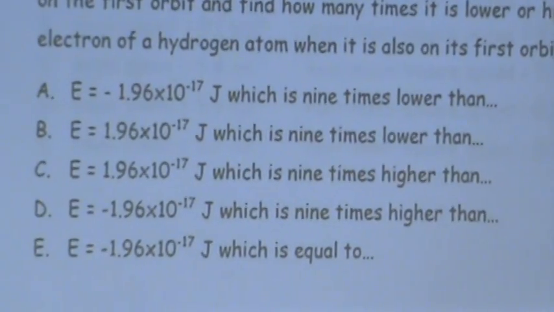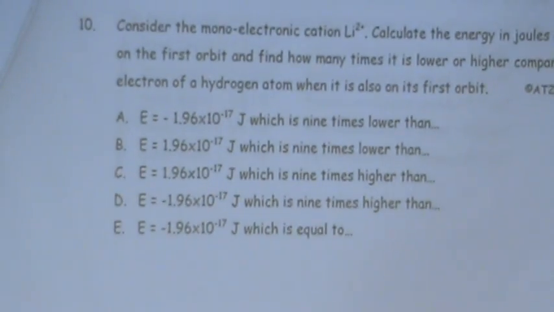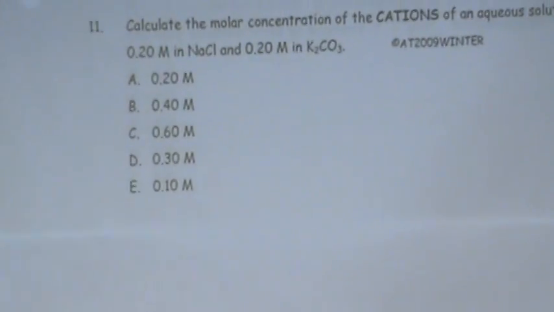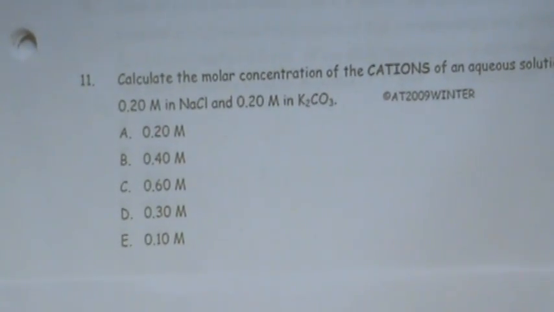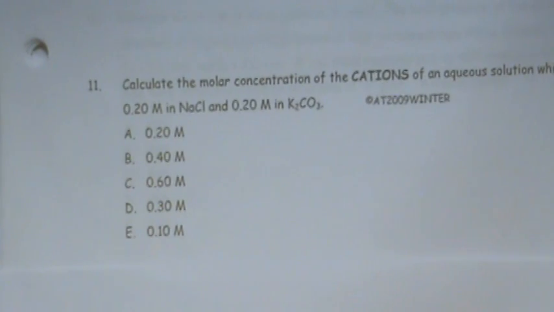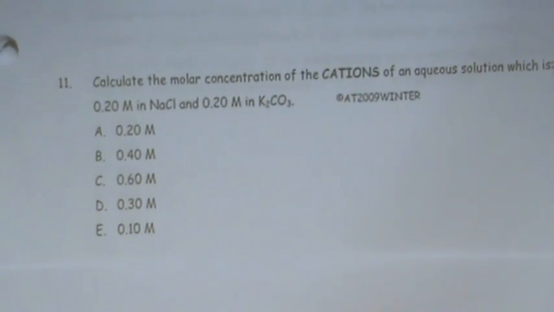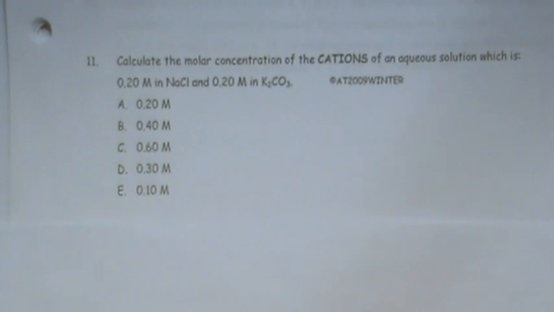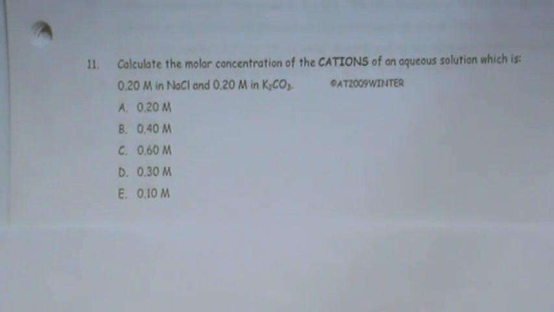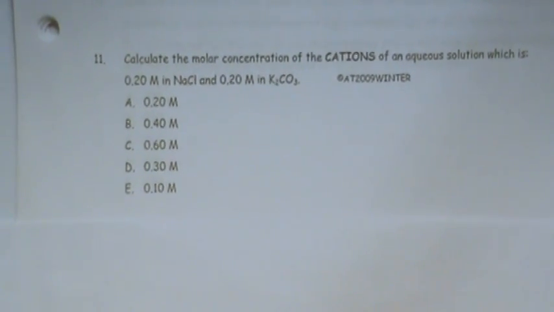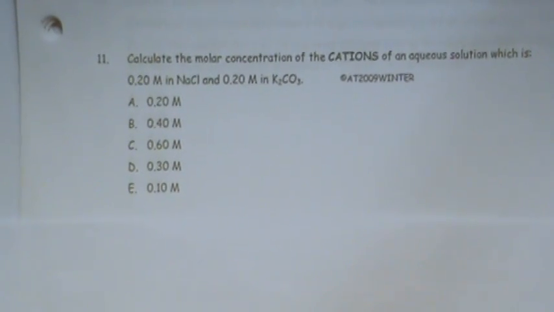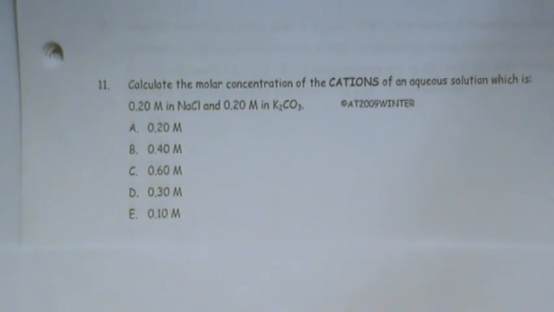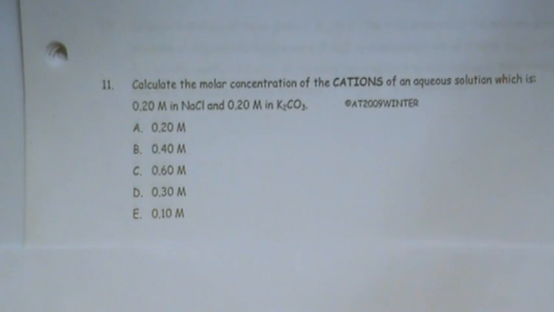Shall we go to the next one? Okay, here's the next one. We have an aqueous solution here that is a mixture with two soluble salts dissolved. Potassium and sodium salts are soluble. All the salts that have a cation from the first group, from the solubility rules, will be soluble.